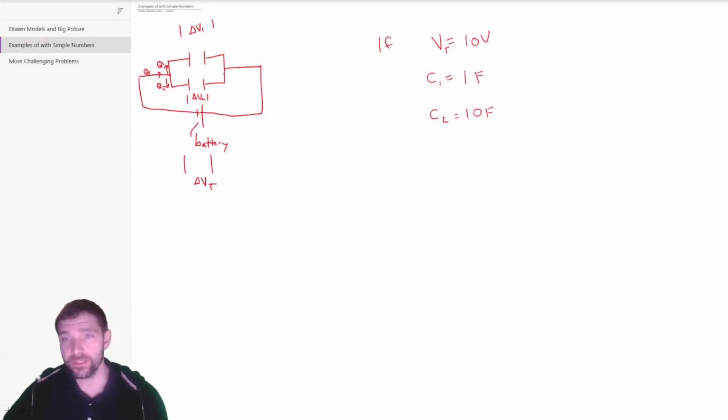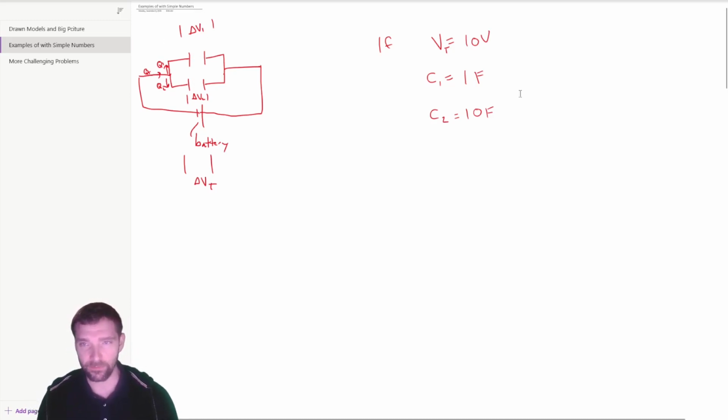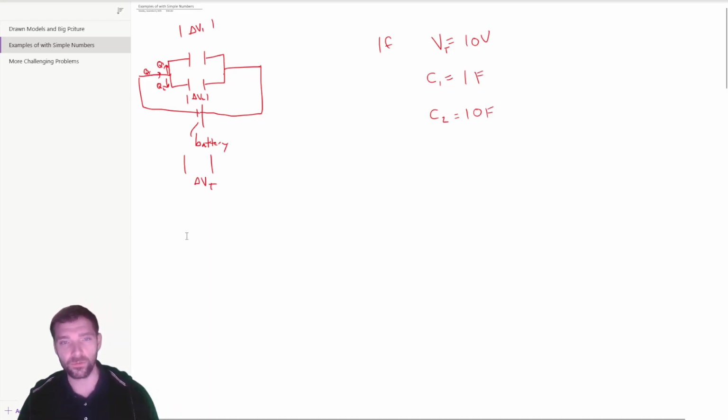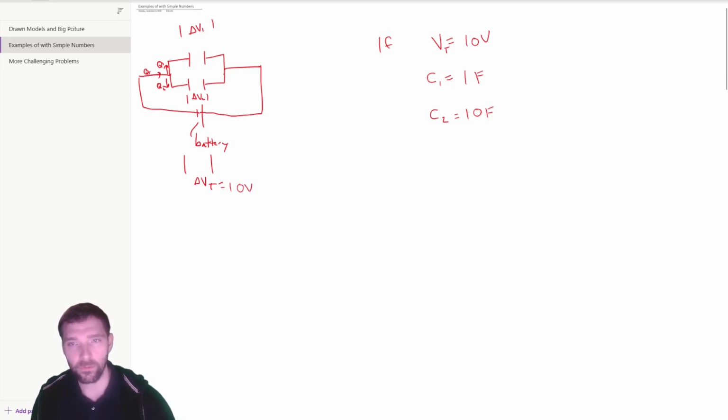So let's look at some simple numbers to see how these calculations work. If we're looking at a two capacitor system when they are parallel, you can see that the Q will be charged and we've got the same voltage. So if we know that the total voltage is going to be 10 volts right here, that means that both V1 and V2 will also be 10 volts.